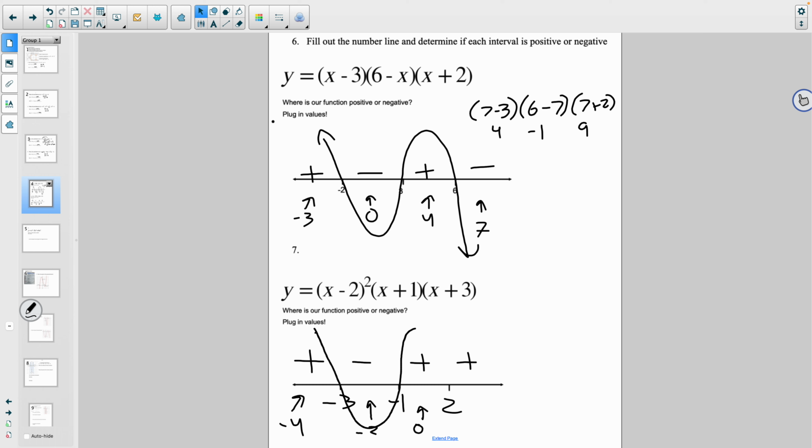But remember here, we still touch the x-axis, but we bounce, right, and go right up. We don't actually cross. So we see our end behavior is going up in both directions, right? We'll talk about multiplicity later, but that's what's happening here because this root has a multiplicity of 2.